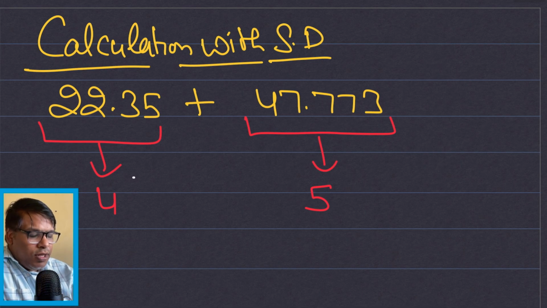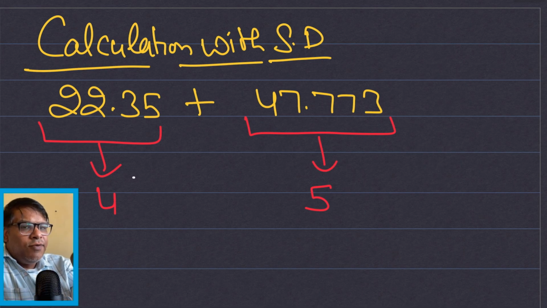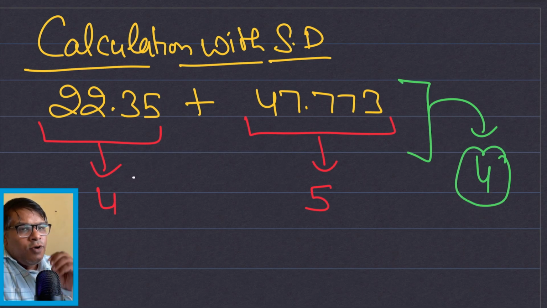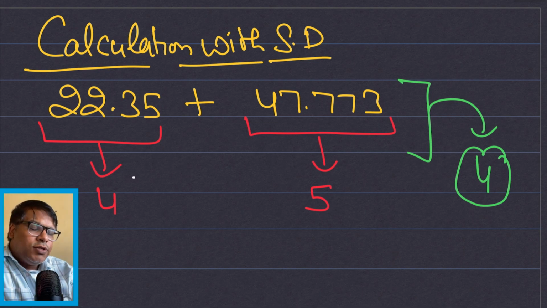Now the rule says that the final answer you have to report in terms of the minimum number of significant digits. So 22.35 has 4 significant digits, and 47.773 has 5 significant digits. Then the final answer you have to report in terms of 4 significant digits. So this is the rule.